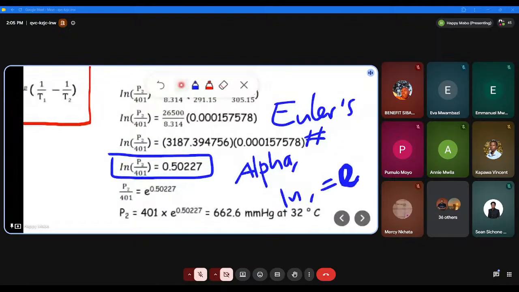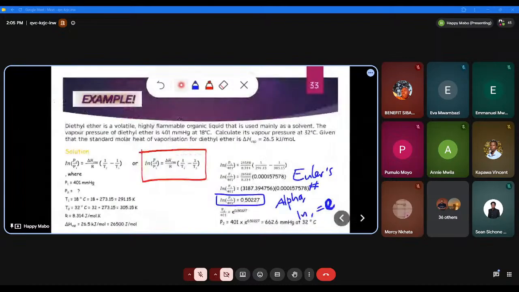So then you raise Euler's number to that number which is there, and you do the computations. You see that you're getting 662.6 millimeter mercury.